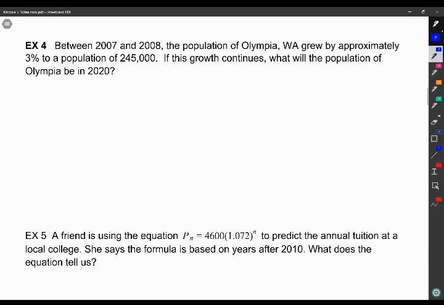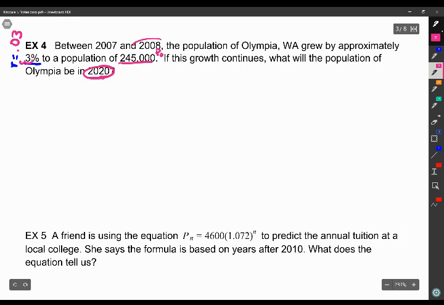And then this one talks about between 2007 and 2008, the population of Olympia, Washington grew by approximately 3%. So again, that helps me know my rate. In this case, if I move it over 2 places, it's going to be 0.03. And this is my initial population, so this is P sub 0. It says, if the growth continues, what will the population be in 2020? So I have to know how many years it is from 2008 to 2020. Comparing these two, n is 12 years.